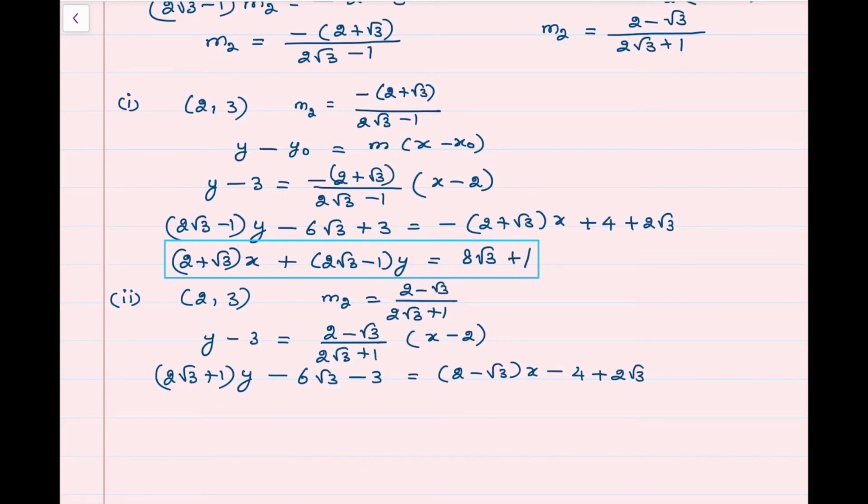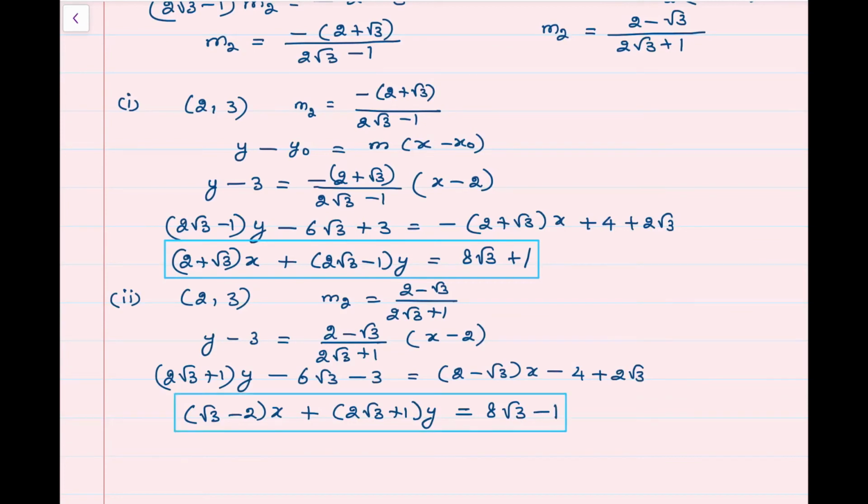Bring this x term to this side. Minus of 2 minus root 3 can be written as root 3 minus 2 x plus y term is 2 root 3 plus 1 y equal to 2 root 3 plus 6 root 3 is 8 root 3 minus 4 plus 3 is minus 1. This is the second answer.